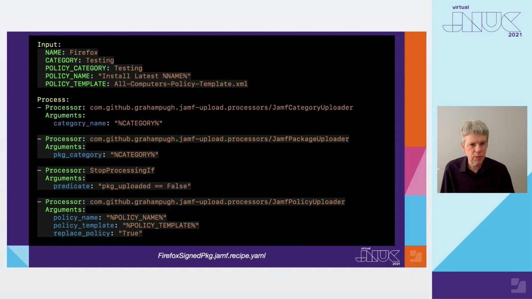The Jamf Package Uploader processor outputs a true or false value depending on whether a package was uploaded, so we check against that value. This allows us to stop the recipe if there's no new package, which speeds up our workflow and prevents us from overwriting a policy erroneously. We finish with Jamf Policy Uploader, which builds the policy in Jamf Pro from our template and input variables.